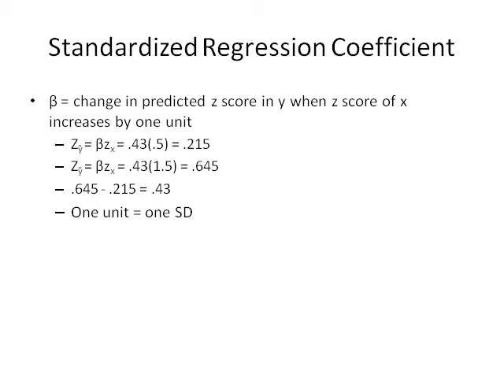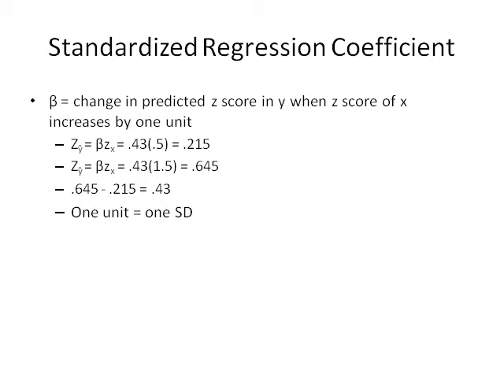0.215. To say this in another way, a score of 0.5 standard deviation units above the mean on x predicts a score that corresponds to 0.215 standard deviation units above the mean on y.